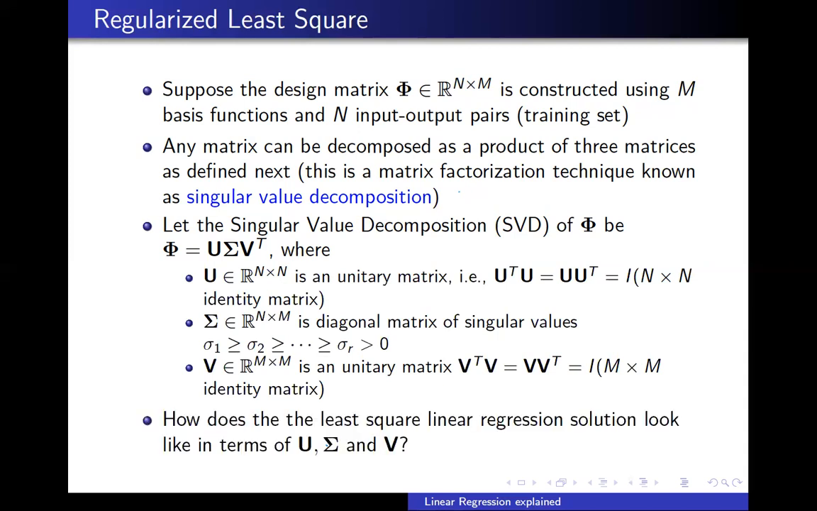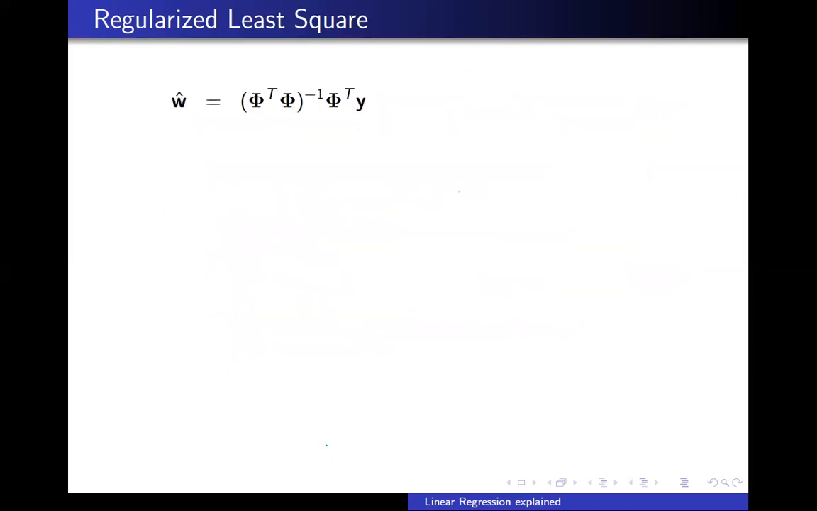So how does this least squares linear regression solution look in terms of U, V, and sigma? Let's try to work that out. It's actually quite simple. We know that the closed form solution has this particular form: phi transpose phi, inverse, phi transpose y.